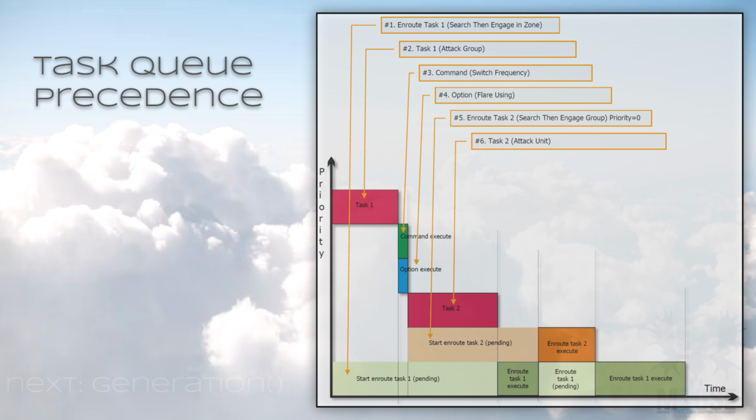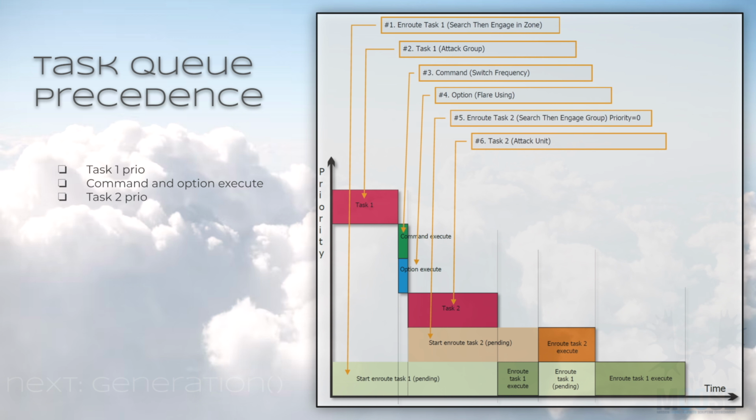together. So in this example, and this is taken directly from the Eagle Dynamics PDF from 2020, we can see that task 1 is initiated. And task 1 is an attack group. But underneath this, pinning the entire behavior is an en route task. The second step is that the command and the options are executed, and they happen immediately. So the command to switch frequency and the option to flare using are instantly active on the AI.